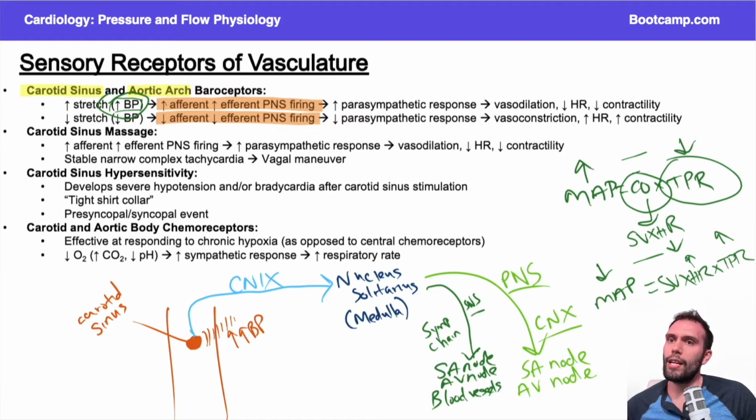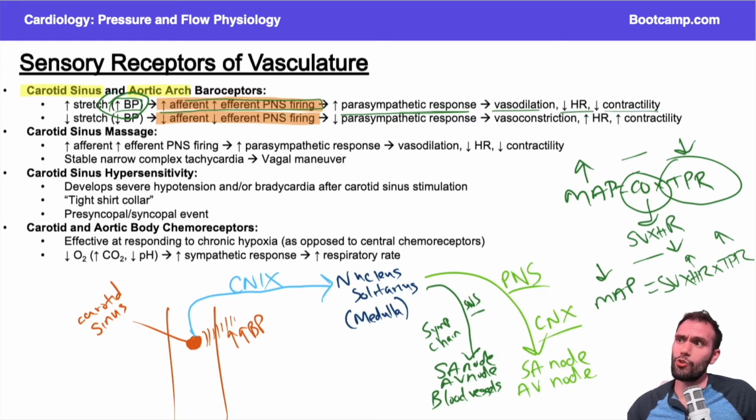So if you understand that, you can understand these signals. If I increase my blood pressure, I want to increase my afferent and efferent parasympathetic firing. I want to increase the firing to the nucleus solitarius, and I want to increase the firing over to the SA node and AV node through the vagus nerve. I want to slow things down. I want to get that mean arterial pressure back at a normal range. So I want a higher parasympathetic response because the pressure is higher. I want to vasodilate. I want to decrease heart rate, decrease contractility.